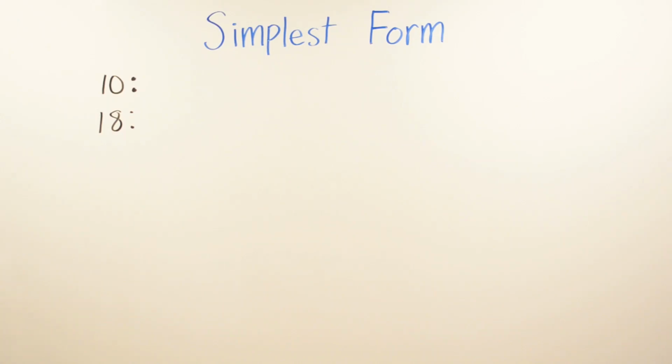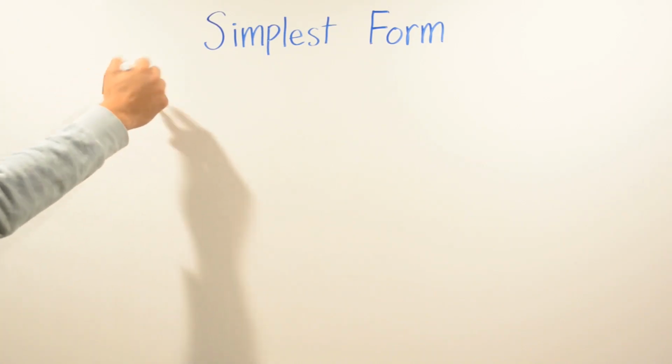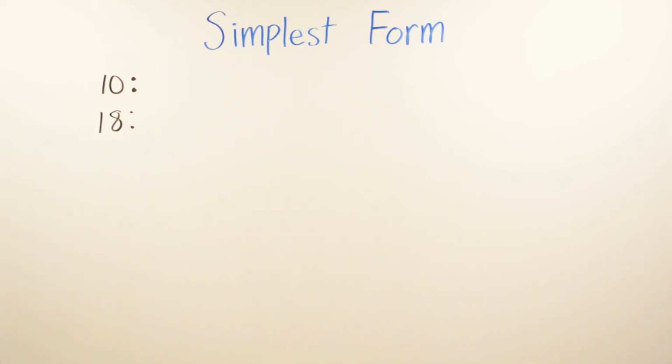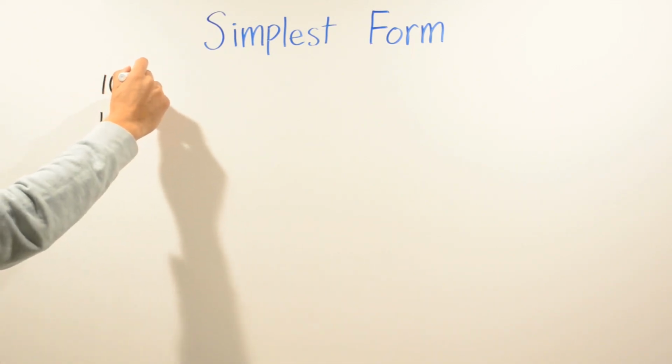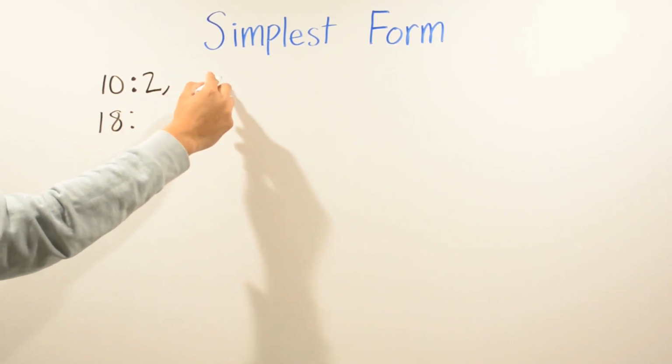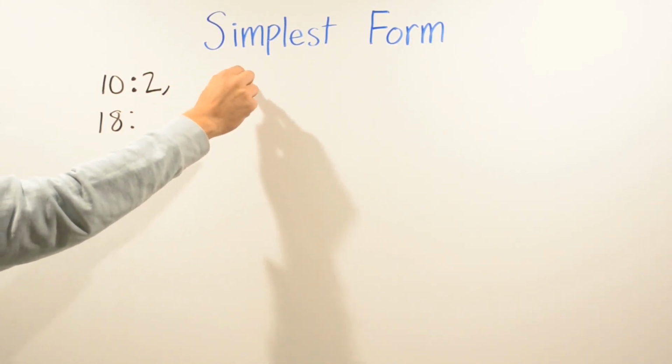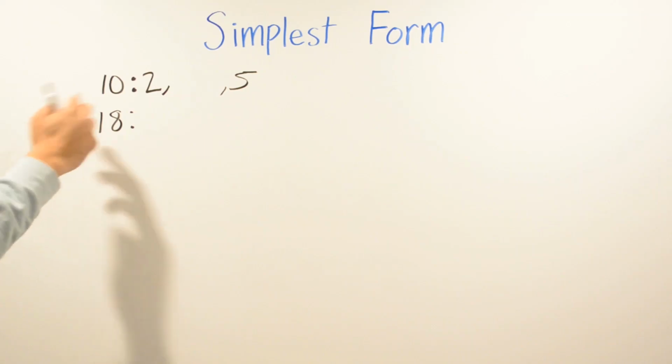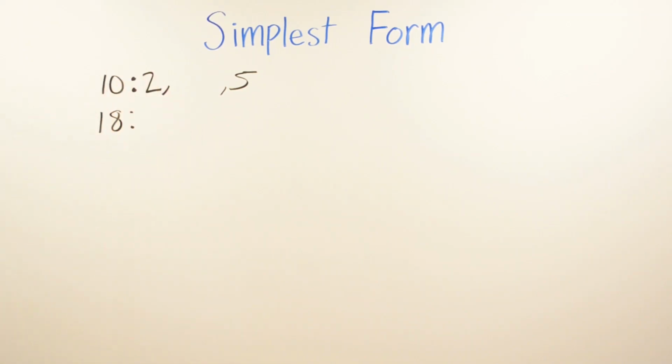So for 10, we're going to say, okay, you can do 1 and 10, but like I said in the other video, I'm just going to skip that. So we go to the next one. 2, and you can leave a little space, 5, and see if another number can go. 3, no. 4, no. So we stop.